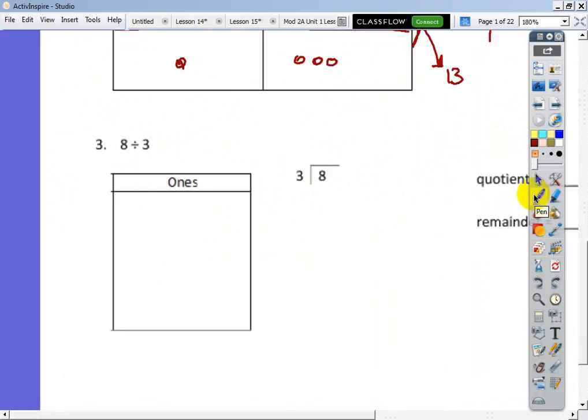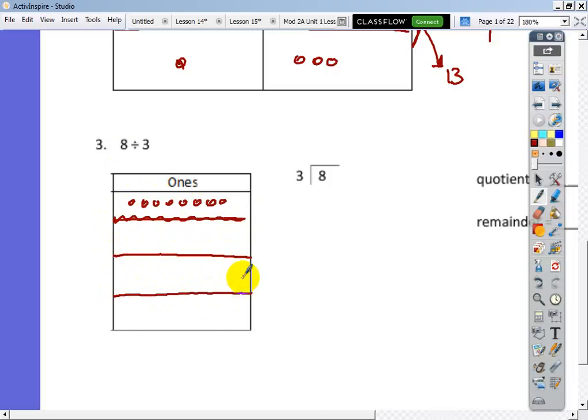8 divided by 3. Even number divided by an odd number. Got odd number, even number. Going to be a problem, going to be a remainder. How many 1s do we have? We have 8. Now you could do a squiggly line like I did before, just separate it. 1, 2, 3, 4, 5, 6, 7, 8. And I'm going to divide it into 3. So I have to draw 2 lines to show this divided into 3 pieces.